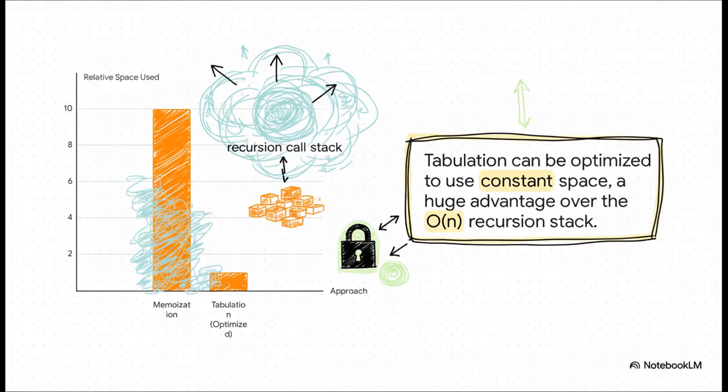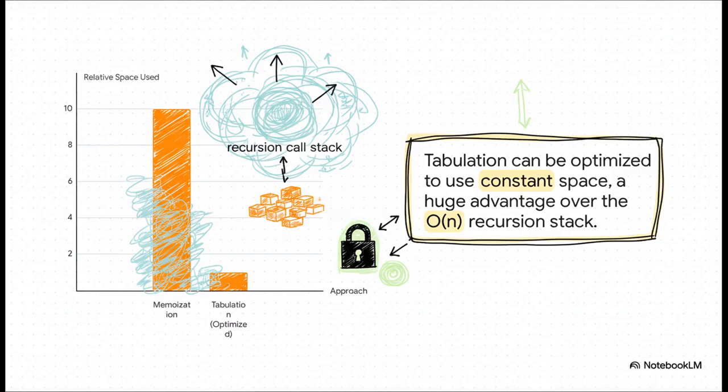Now this is where it gets really interesting. When it comes to time, they're both super efficient, what we call O(n). But look at the memory, the space they use. Memoization, with all its recursive calls, stacks them up and uses O(n) space. But tabulation? Tabulation could be optimized.